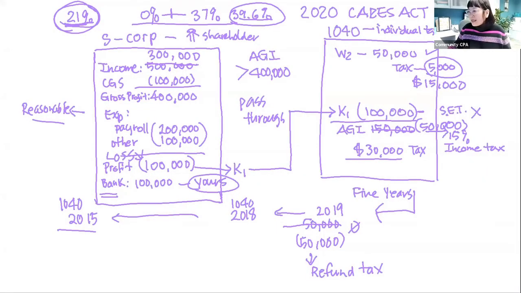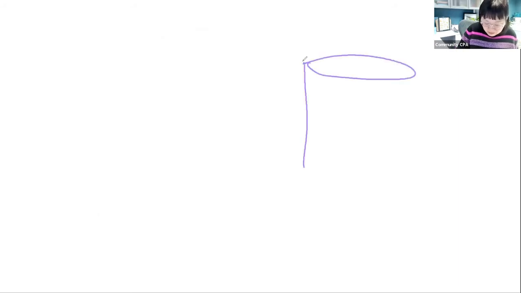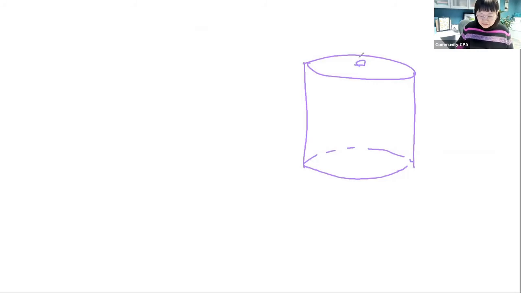Okay, so this is the last drawing, so we need to clean it up. All right, so C-corp. What is C-corp? C-corp is a basket with a lid. What goes in stays. The bottom is sealed. Nothing can go through C-corp. Okay, this is your C-corp.